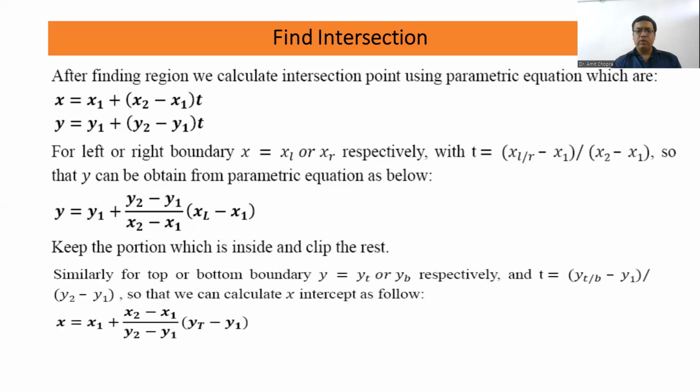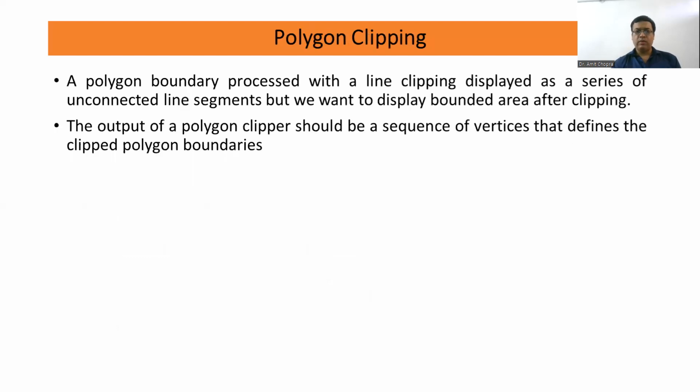Now, similarly, for top and bottom boundaries, y equal to yT or yB respectively, and t equal to (yT minus y1) divided by (y2 minus y1). Then we can calculate the x intercept as follows: x equal to x1 plus (x2 minus x1) divided by (y2 minus y1) times (yT minus y1).